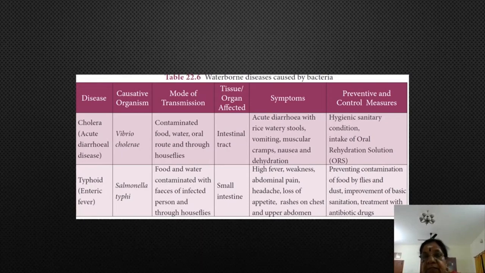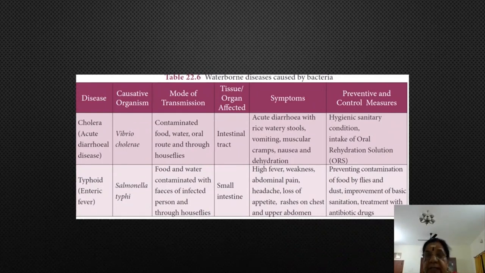Acute diarrhea with rice watery stools, vomiting, muscular cramps, nausea and dehydration. I repeat, acute diarrhea with rice watery stools, vomiting, muscular cramps, and nausea and dehydration. Whereas typhoid, high fever, weakness, abdominal pain, headache, loss of appetite, rashes on chest and upper abdomen.